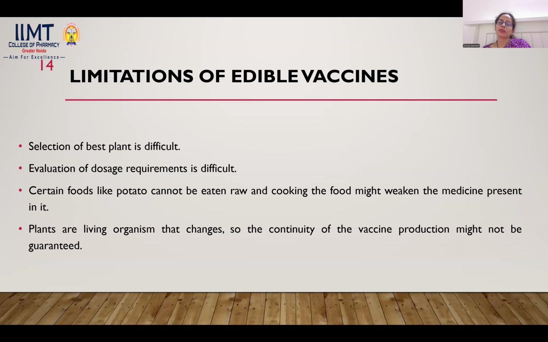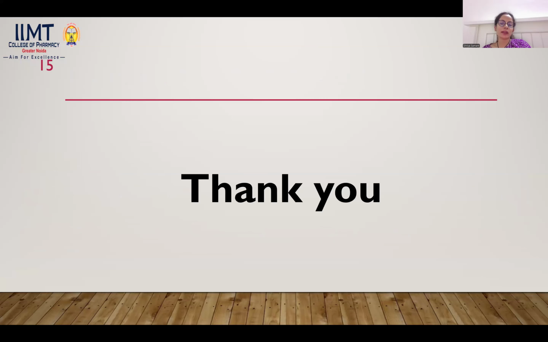Another drawback we could say: plants are living organisms that change, so the continuity of vaccine production might not be guaranteed. The edible vaccine could be mistaken for regular fruits and could be consumed in large amounts, which might not be safe. And if the vaccines were grown in a field or on trees, security would be a big issue. So these are the different limitations of edible vaccines.